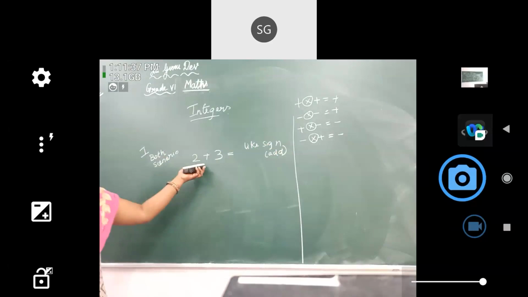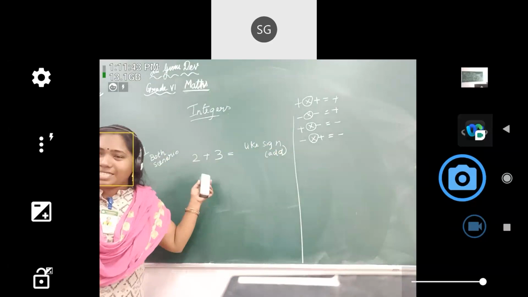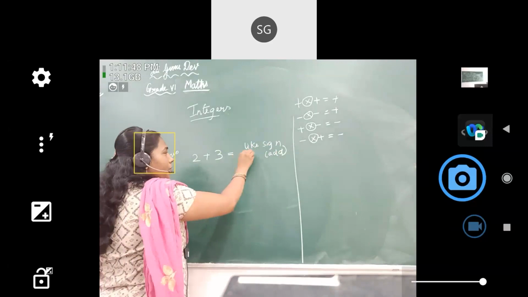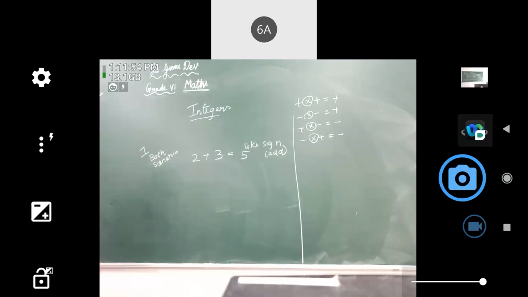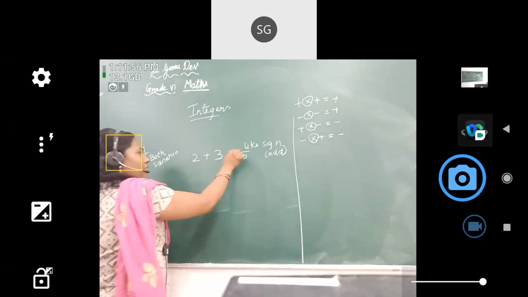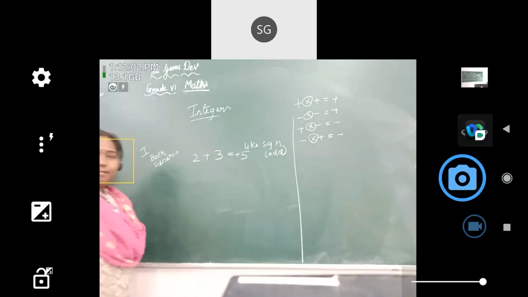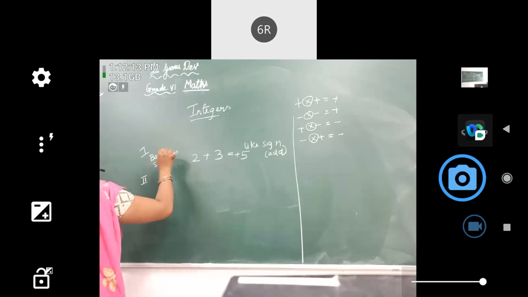Now this is what we will do actually. We were doing this before itself, only for positive integers. So now what is 2 plus 3? 5, ma'am. And what is the sign for this? Plus. But we don't usually put any sign. That is the same as plus 5. Okay. Now coming to scenario 2. Scenario 1 is both positive.